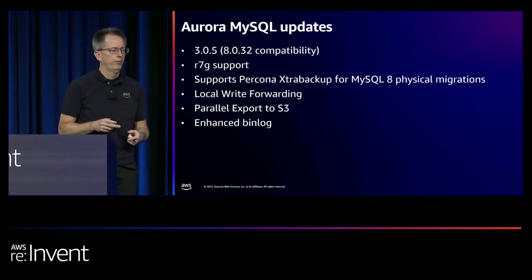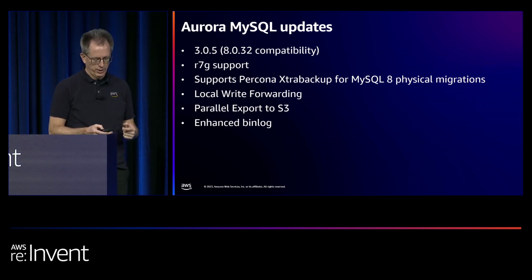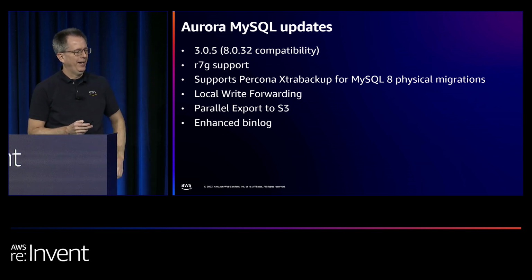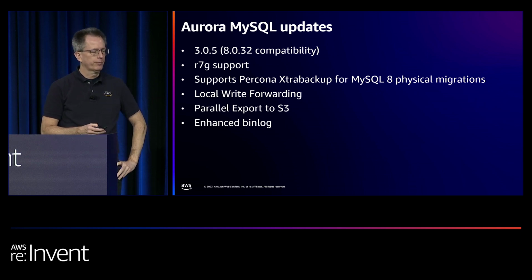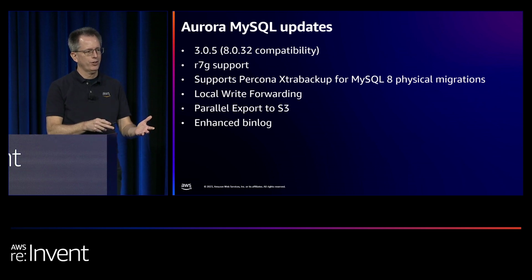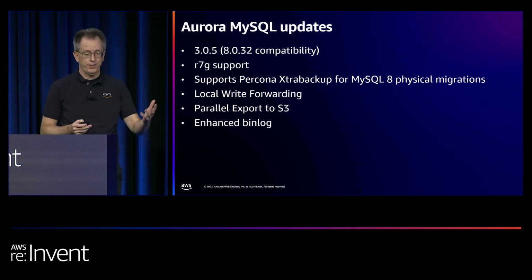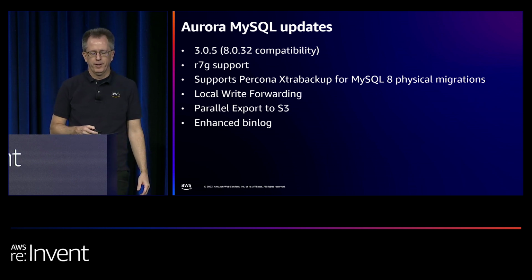We now support 8.0.32 in our 3.05 version. So we're up to date on the minor versions. We added support for the latest Graviton, the R7G, I should say the almost latest, now that they've announced the R8G. Supporting Percona XtraBackup. Local write forwarding, this is a really keen feature. Works exactly the same as the global write forwarding I just talked about. But locally in your cluster, your read-only nodes can now write to the read-write node without having to do read-write splitting. So this is very handy. Parallel export to S3, as we just talked about, is something new. And enhanced binlog is another feature. And let's dig into that.